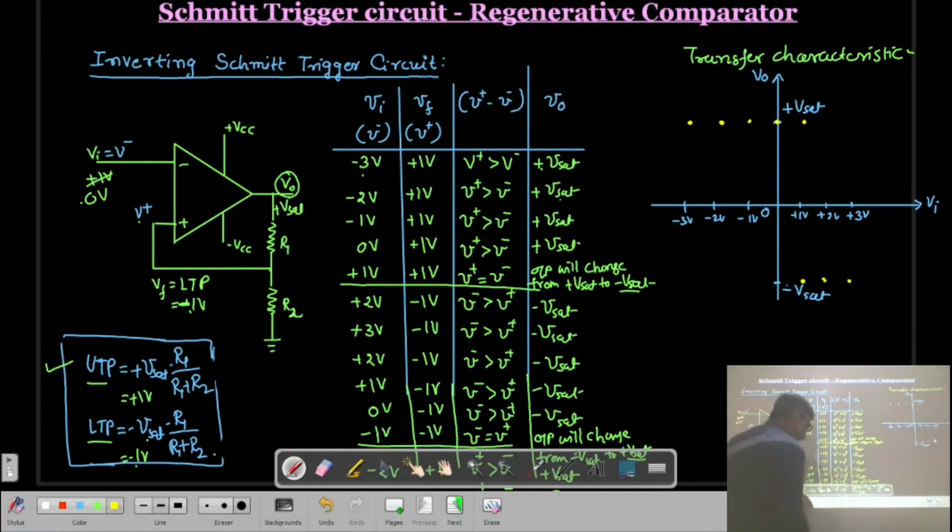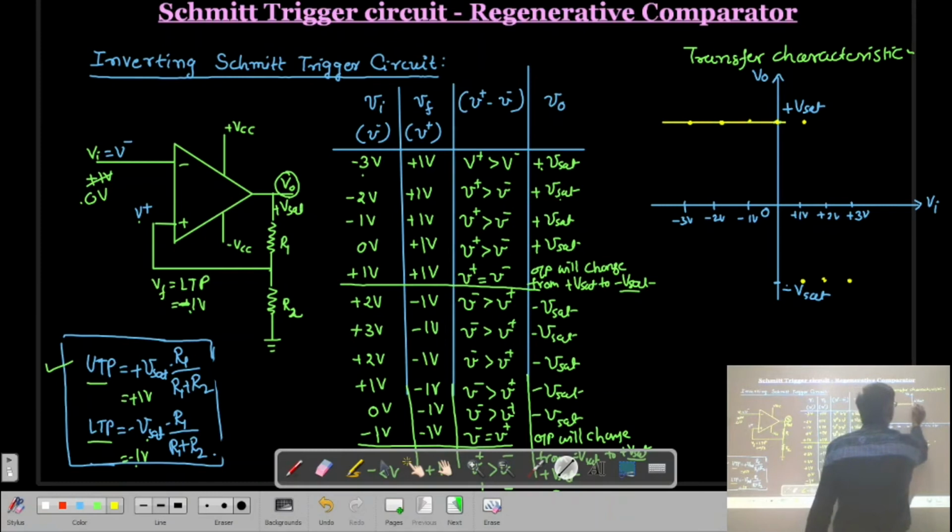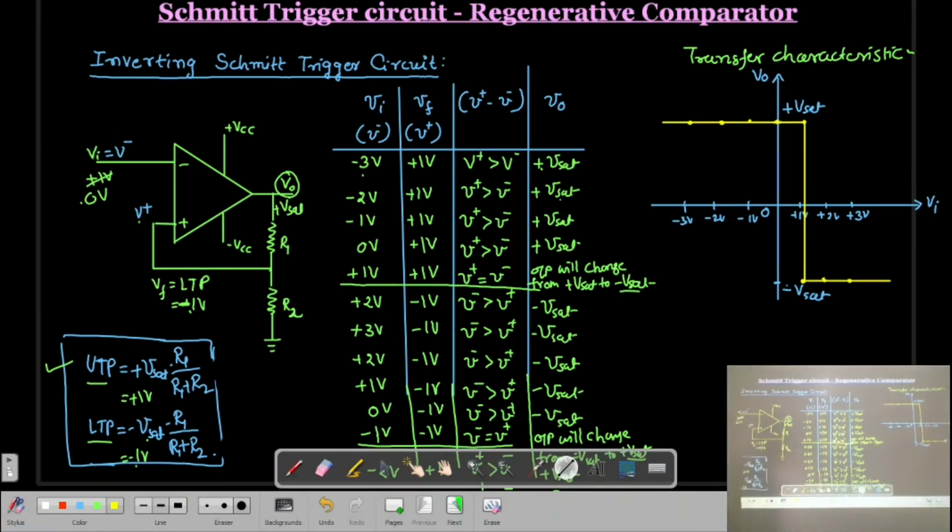If we join all these points, then the curve is like this. So here we have changed the voltage in this direction. Correct? And this point is nothing but my UTP.